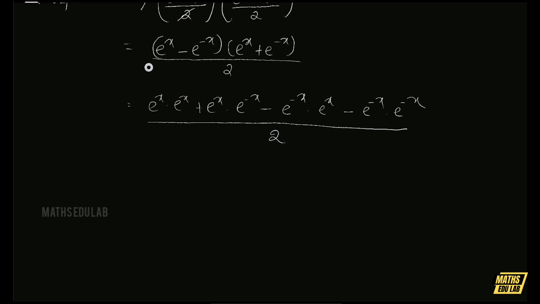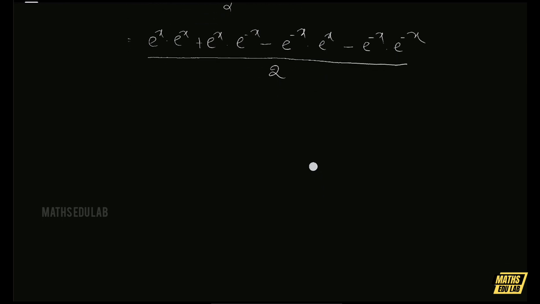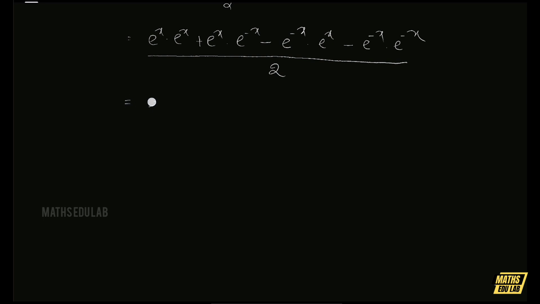Simply, I just multiplied e to the power of x with this term and again minus of e to the power of minus x with the similar term only. Now we can write it as e to the power of 2x plus e to the power of x minus x. That means here, if you see the formula of exponential, a to the power of x into a to the power of y will be written as a to the power of x plus y, since the base is same.